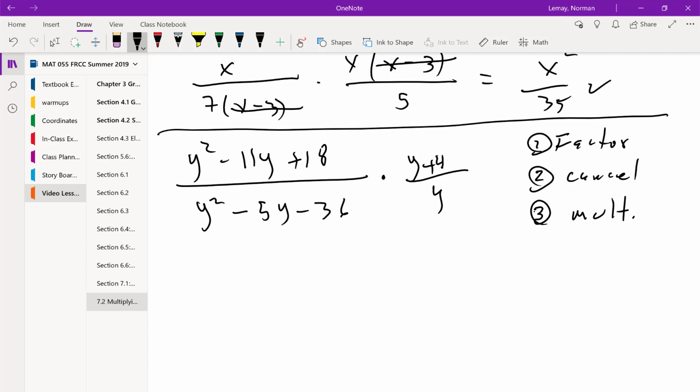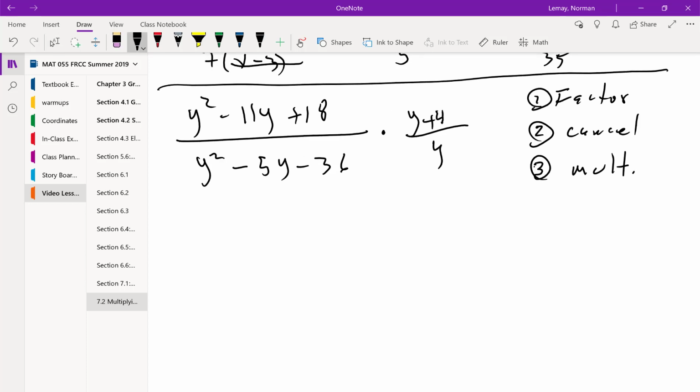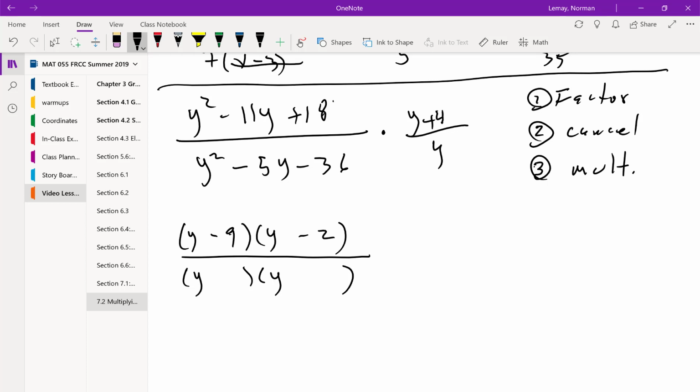It's going to work exactly the same way. So let's just note the top part, does this factor? So I get a y and a y. So what are the factors of 18 that add up to negative 11? I'm thinking negative 9 and negative 2. Let's just validate. Negative 9 times negative 2 is 18, and negative 9 plus negative 2 is negative 11. So that checks. So we get our y here and our y here.